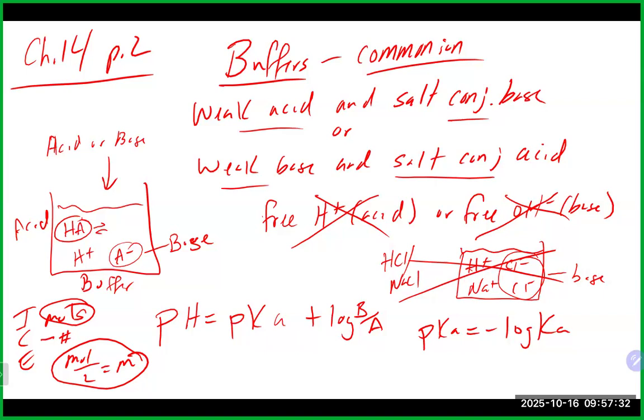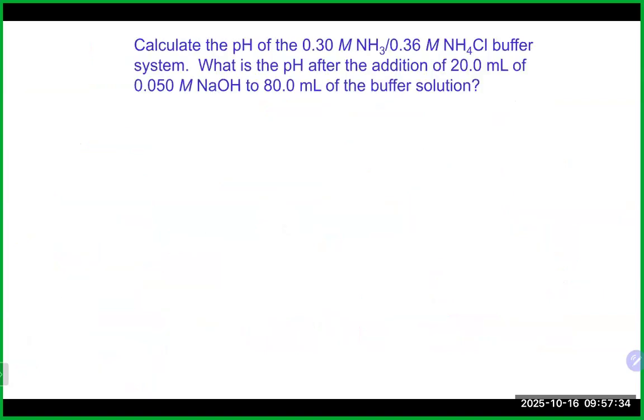Any questions? All right, so I think we left off here and we didn't do this one, or we're supposed to work it out. So let's take a look at this one here together. And I think I gave you a Ka value of NH4 plus, something like 5.6 times 10 to the minus 10, I believe.